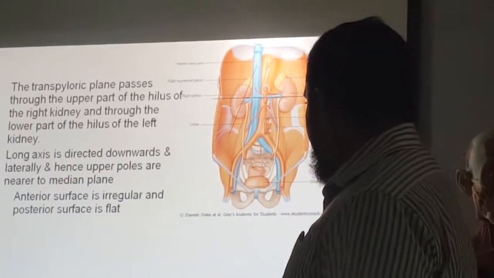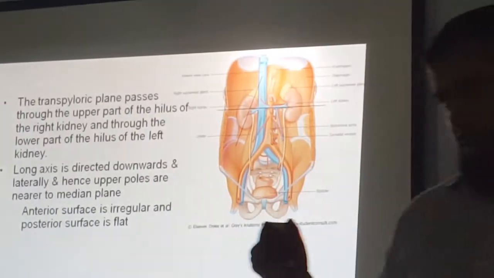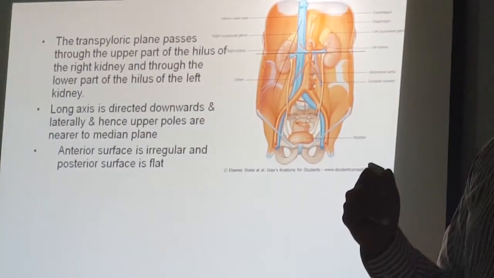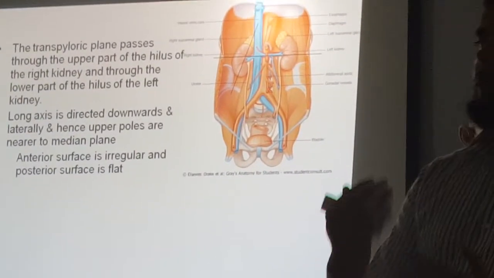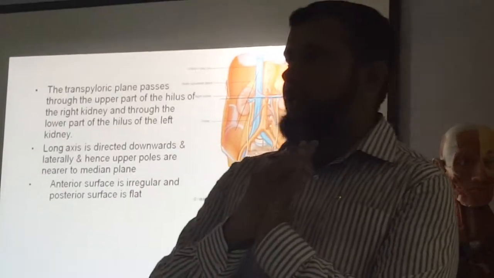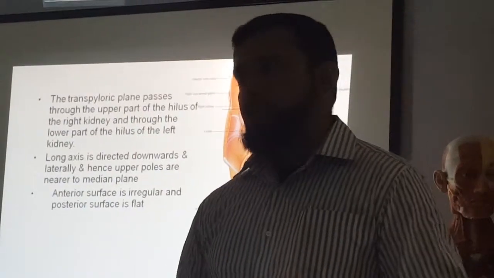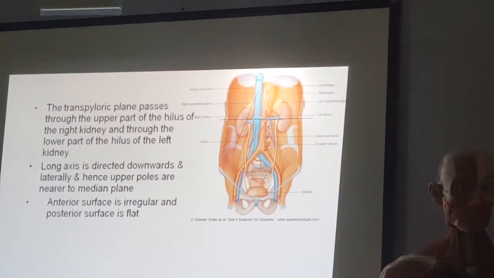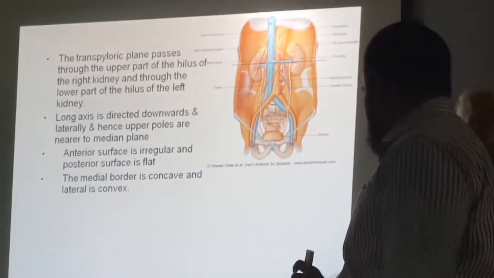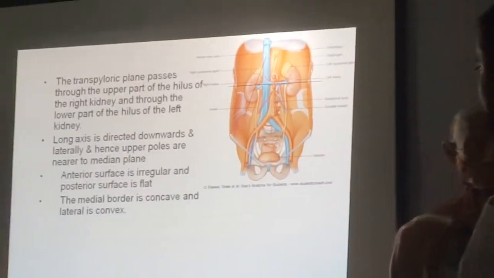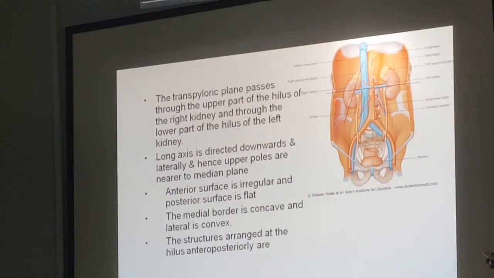The anterior surface is irregular and the posterior surface is flat. Okay. Why is the anterior surface irregular and the posterior surface flat? The posterior abdominal wall is compressing the kidney, so it is sitting on that line. So that's why it is flat. Compared to that, the anterior surface is free, except for the structures which come in contact. So the anterior surface is irregular and the posterior surface is flat because it is lying on the posterior surface. The medial border is concave and the lateral border is convex. As we have seen, the medial border is concave like this, and the lateral border is convex on either side.